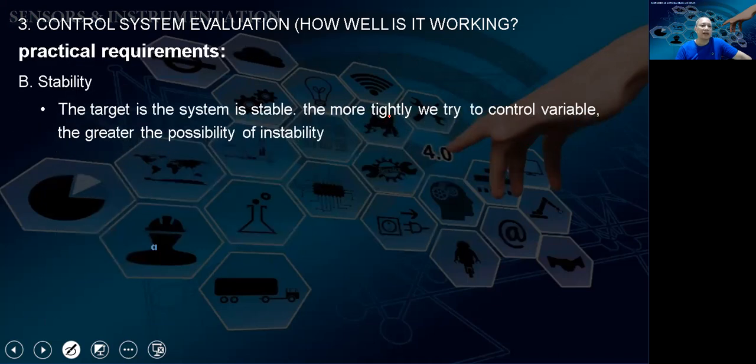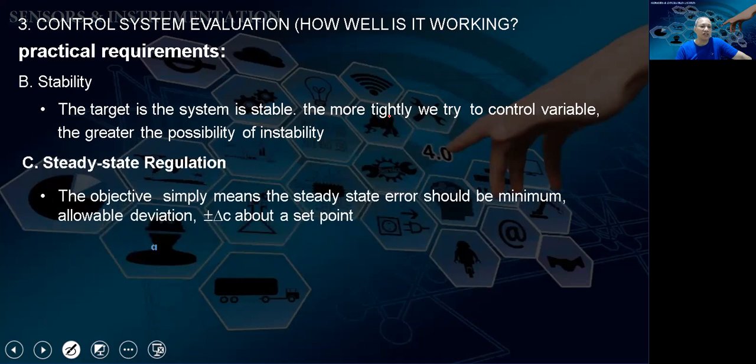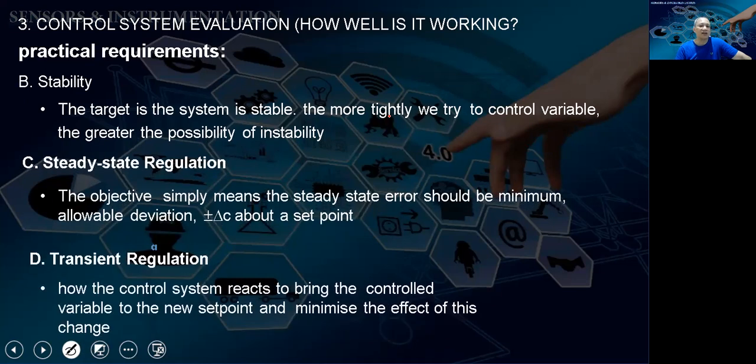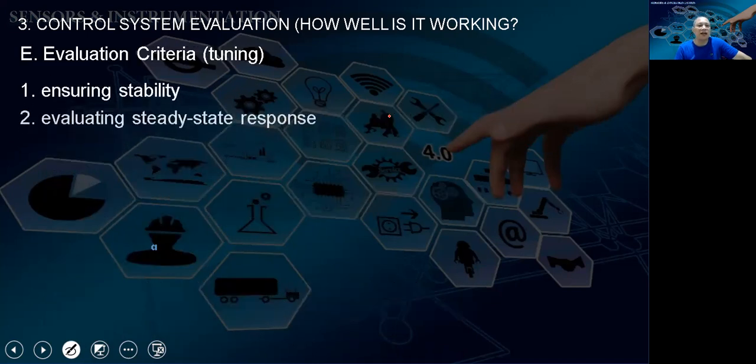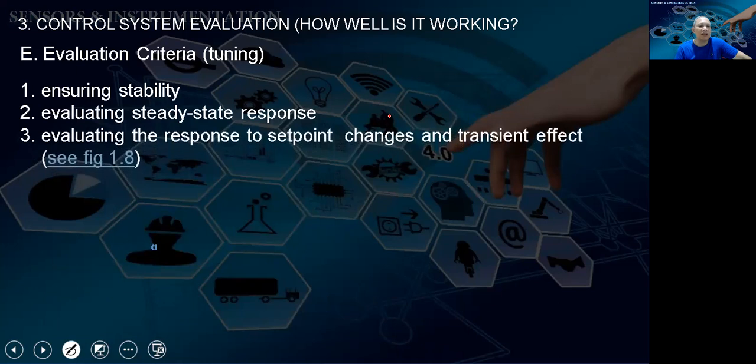The practical requirement is also stability. I mentioned before, we need to be stable, and also steady state regulation, and then transient regulation. I just mentioned it all together before on the previous slide. So again, ensuring stability, evaluating steady state response, evaluating the response to set point changes and transient effect. I just did that.